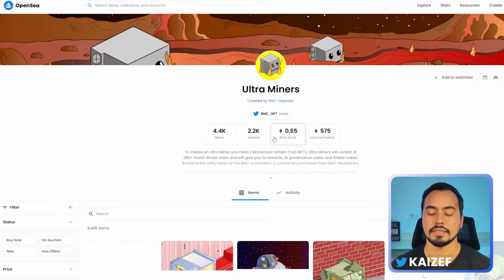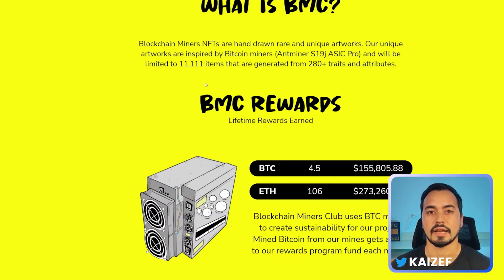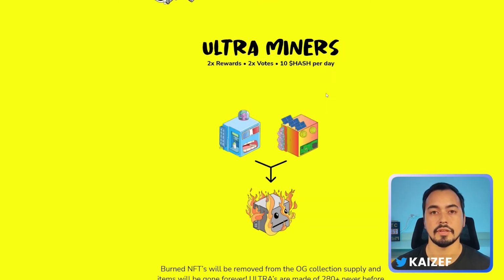And that becomes this set here. Initially this project started with 11,111 items, and after burning, it's going to reduce to half. So this is a great mechanic for reducing the supply and making your NFT more rare. And if the utility of burning is enticing enough, it can be a great way of increasing the value of this project.